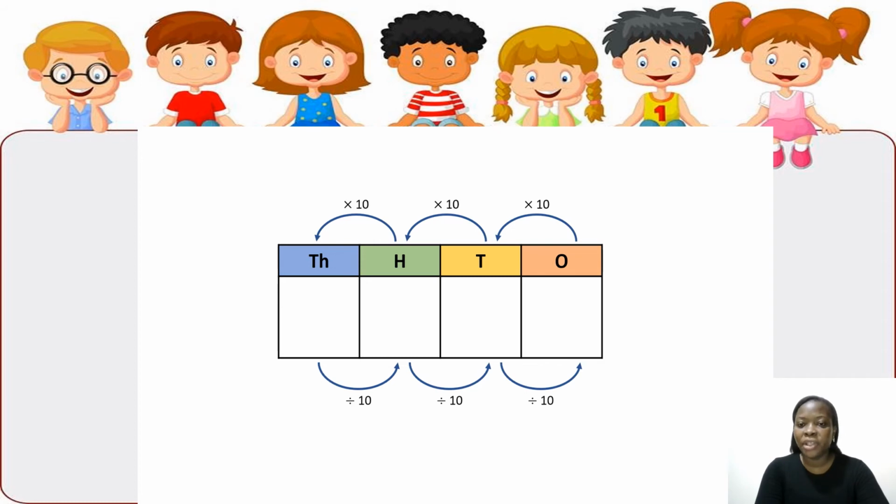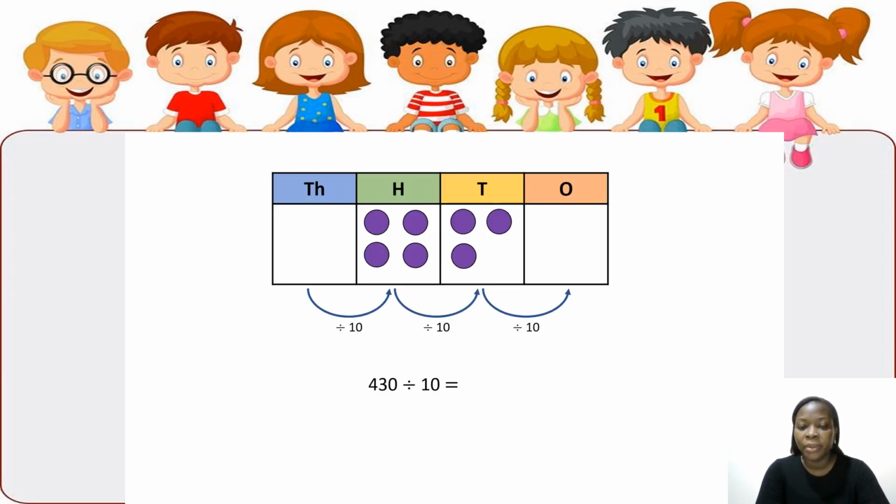Now, just a reminder of what we discussed. When we multiply by 10, we move one place to the left. When we divide by 10, we move one place to the right. Now, let's look at some examples.